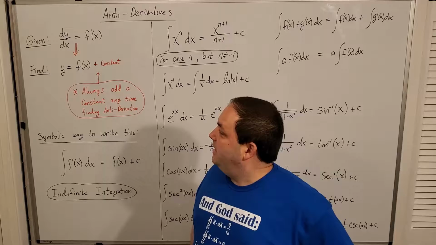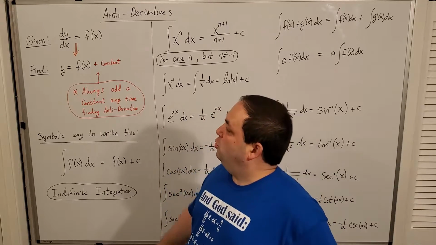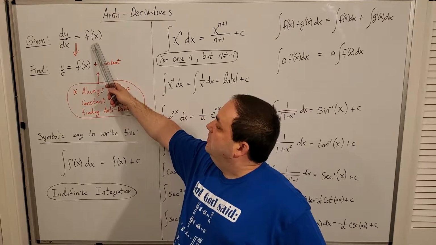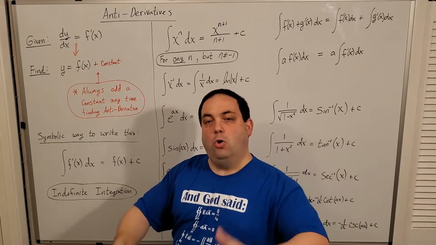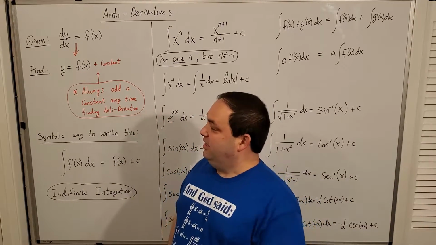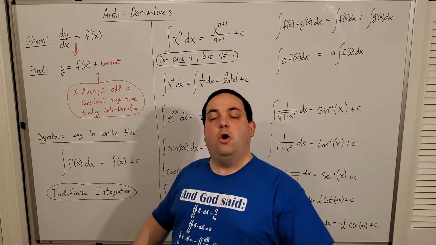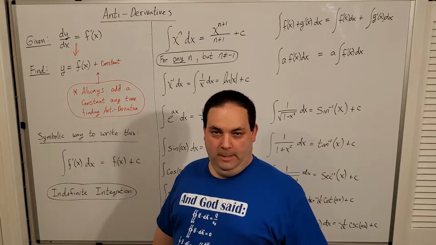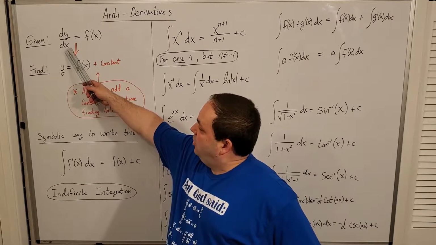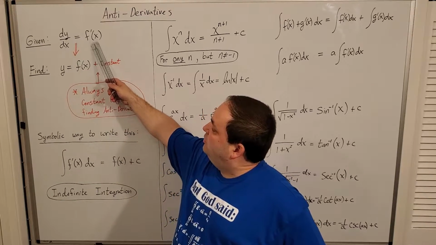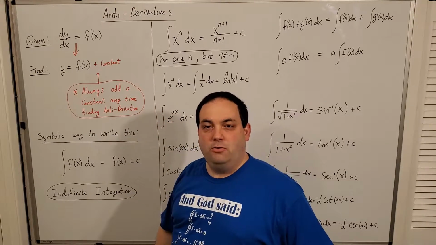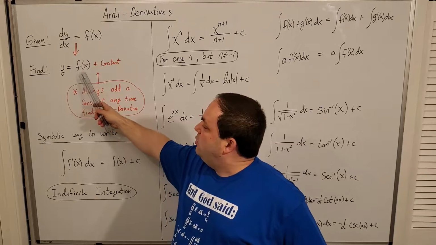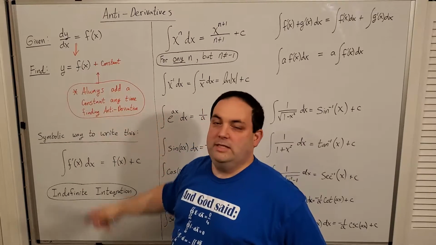So the idea here is that you will start with some sort of function, and it will be called the derivative, and then you'll be asked to find the original function that derivative function came from. So if I start with dy over dx equal to the derivative of some function, I'm supposed to find the original y equal to whatever that function is.